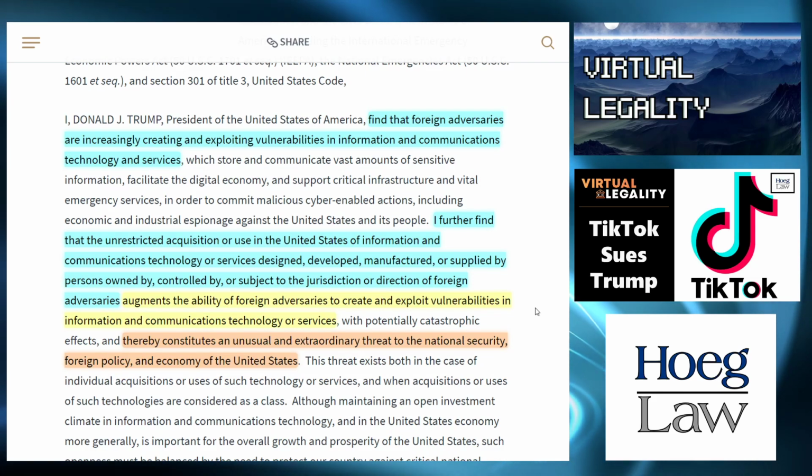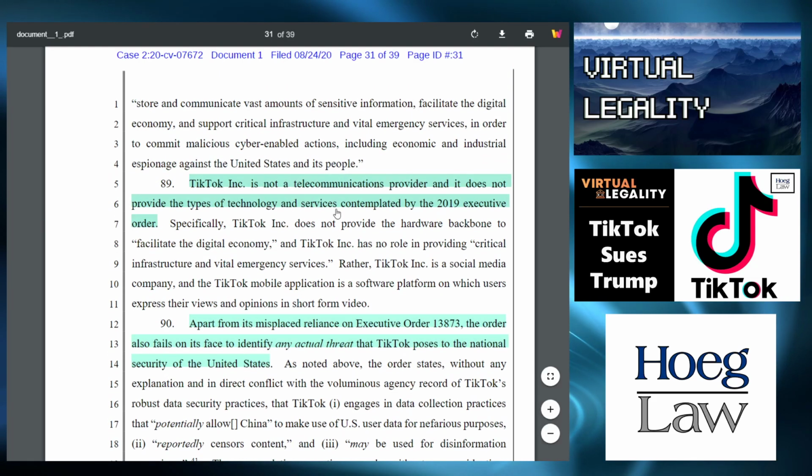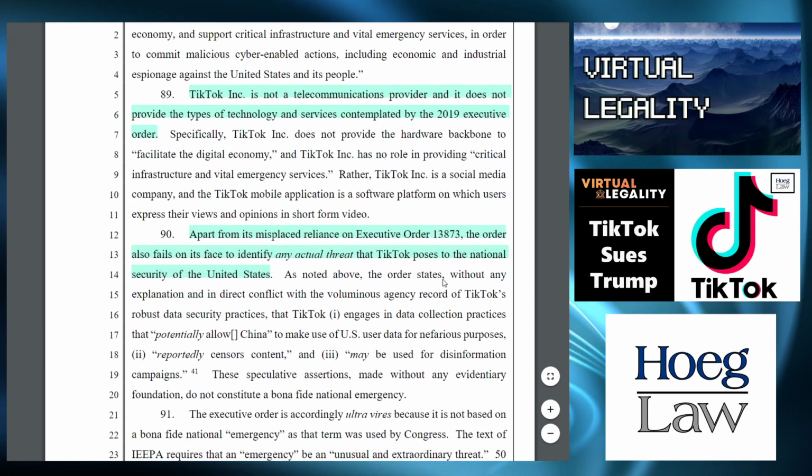TikTok tries to slice this particular onion to say that this executive order only meant telecommunications infrastructure. And what this actually says is that where you store and communicate vast amounts of sensitive information, including videos from people, you're going to fall under communications technology and services. I don't think TikTok can even argue that they aren't a communications technology and service. Yeah, they're not a telecommunications provider, but that's not what the executive order says. So that argument I look at, and I see it as a loser.